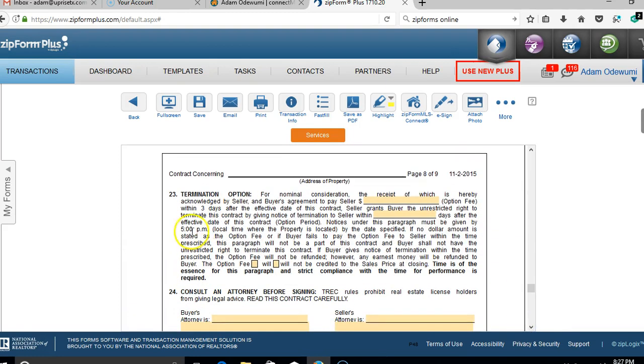Okay. Termination option. So this is basically where we negotiate an option period. Buyers can agree to pay a seller, let's say for example, $100. That's our standard for 10 days. So they're paying $100 for 10 days to have the unrestricted right to cancel the deal and the buyer gets their earnest money back. And we typically always put that this fee, $100, will go towards the sales price or towards the down payment.